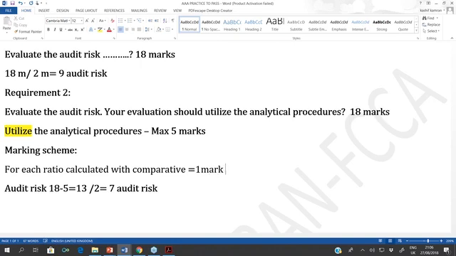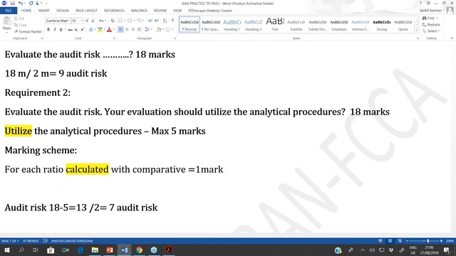So if you calculate a ratio with comparative, you will take 1 mark. So that means if I have to utilize the analytical procedures for 5 marks, then if I calculate 5 ratios with comparative, I will take 5 marks. For each ratio calculated with comparative, I will take 1 mark. The examiner is emphasizing on calculated, right? So each ratio calculated with comparative is 1 mark.